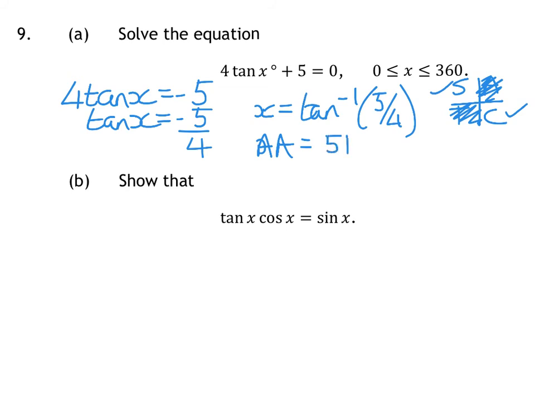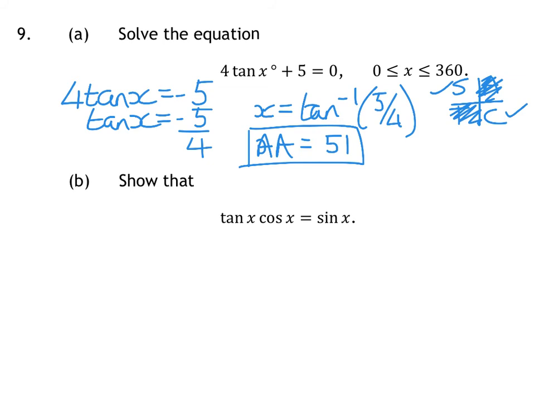Now I don't call it x at this point, I call it the acute angle, right? Because that isn't going to be one of my answers. That would have been one of my answers between 0 and 90, but I'm not looking for that. I'm looking for answers between 90 and 180 and then 270 and 360. So my associated acute angle is 51.